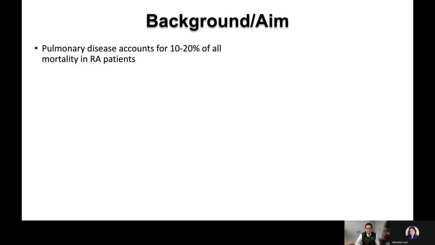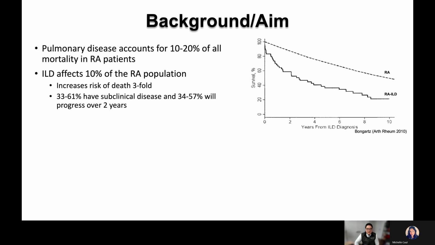Many of you are likely familiar with the pulmonary manifestations of rheumatoid arthritis, of which you know there are many. But I would first like to provide you with a framework to assess the implications of our work. Pulmonary disease is a common extra-articular manifestation of RA associated with increased mortality and morbidity. It accounts for 10 to 20% of all mortality and is second only to cardiovascular disease. Of these, ILD is thought to be the most common pulmonary manifestation of RA that increases risk of death threefold.